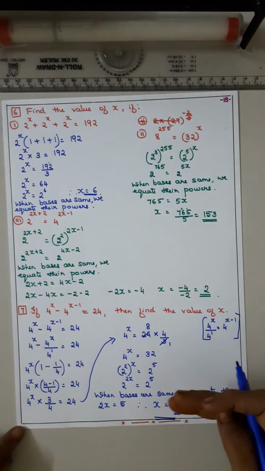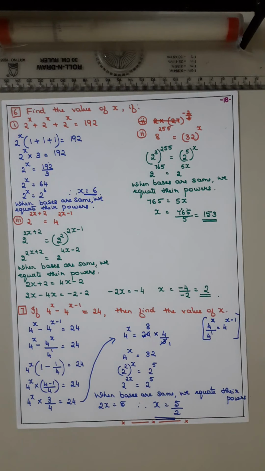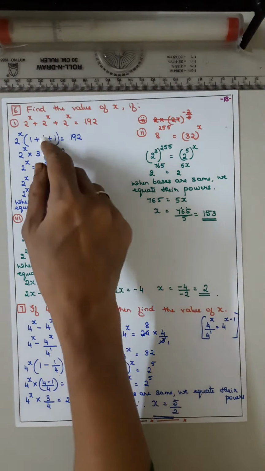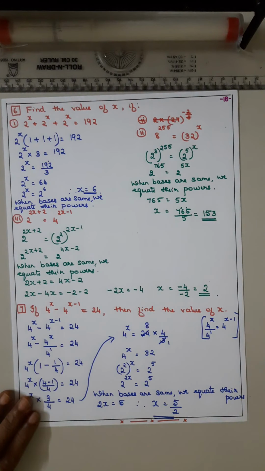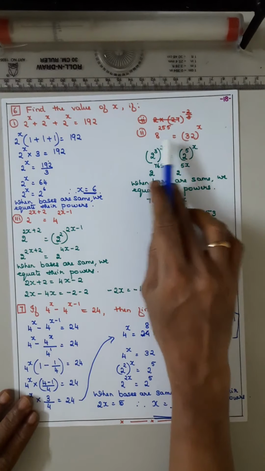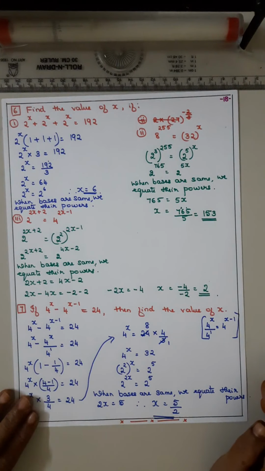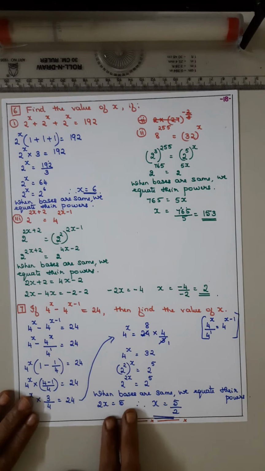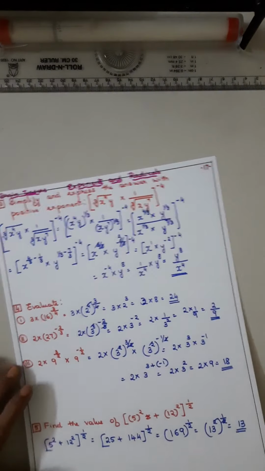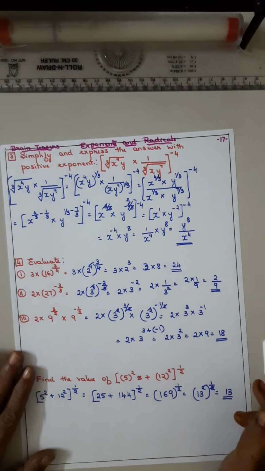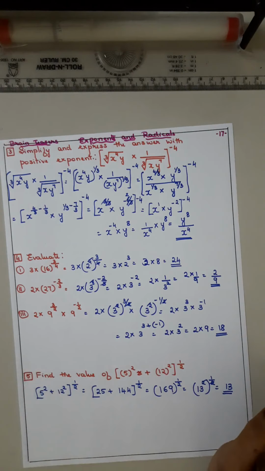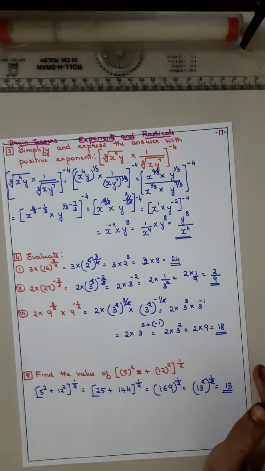So find the value of x. In that you have to use your brains. Here also 2 to the power x, so you have to take 2 to the power x as common. Here also 8 and 32, the bases cannot be the same, so convert into base 2. Like that you have to do. Here also it was a positive exponent, so you have to convert into the positive one. Denominator, numerator both should be positive.